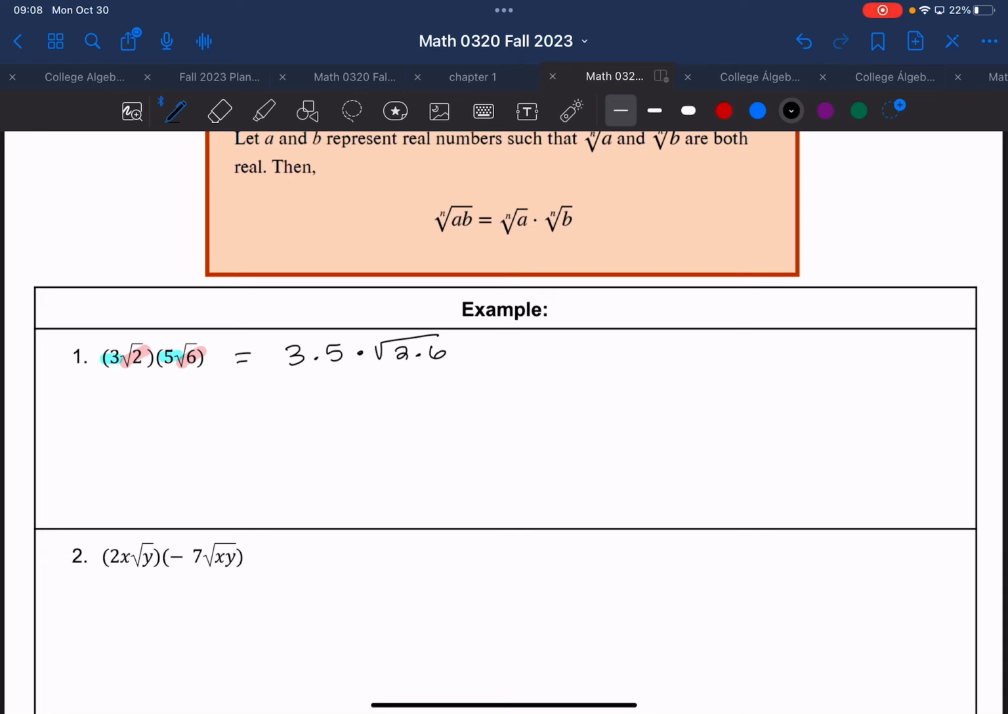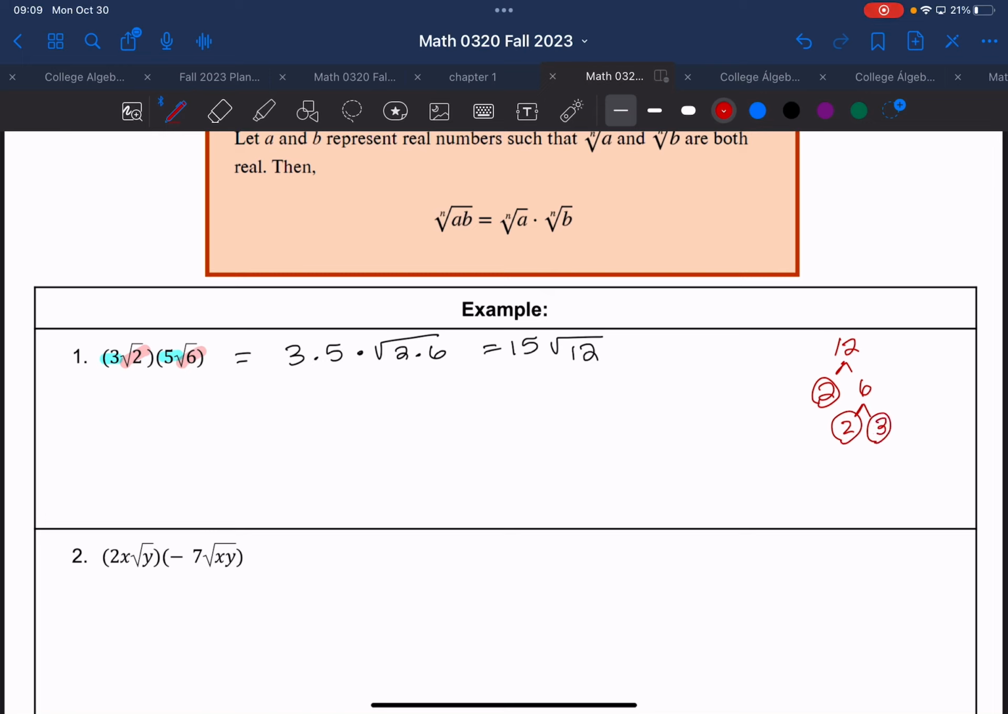What's 3 times 5? 15. And what's 2 times 6? 12. So multiplying these two radicals together, we get 15 square roots of 12. However, this is not our answer because we have to see if the radical can simplify further. So we have to see if we could do the prime factor tree of 12. If we do the prime factor tree of 12, we get 2 and 6. And then off of 6, we get 2 and 3.